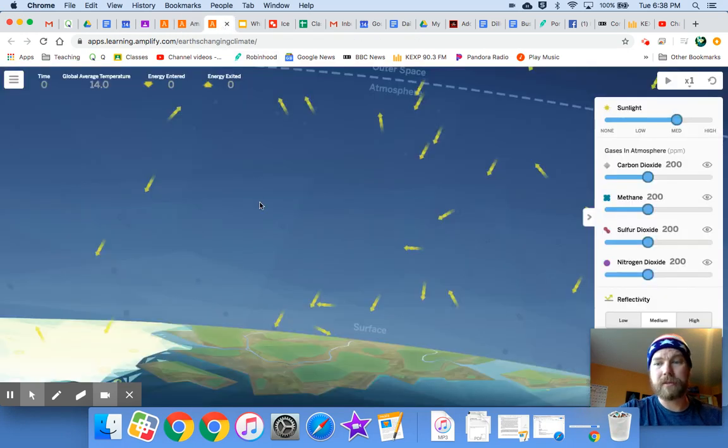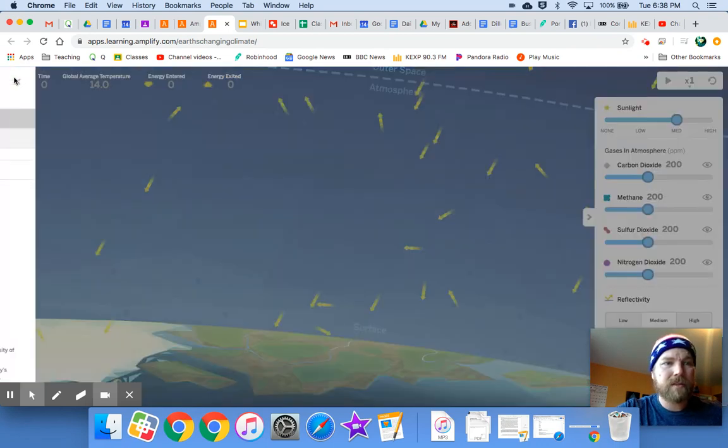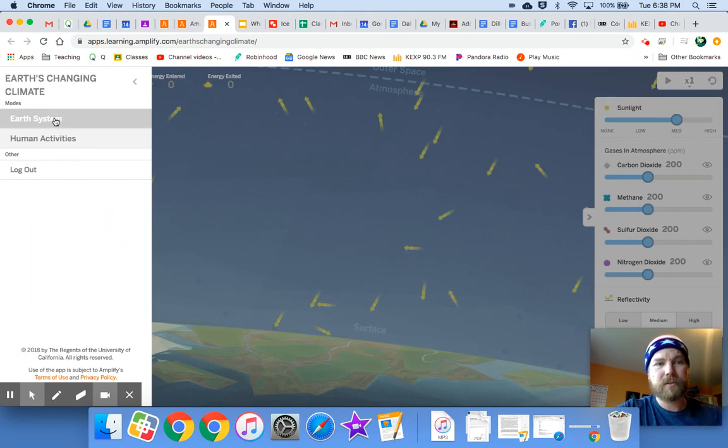Actually, here it is. Ooh, look at this. There's all sorts of little yellow arrows and these things. Oh, look, sunlight. I can change the sunlight, gases in the atmosphere. Nitrogen dioxide. I didn't even know that was a gas in the atmosphere. Crazy. So you can change all of these different things. All these sliders are reflectivity. Ooh, look, low, medium, high. Great play up here. We can make the simulation go. We can speed it up, and then we can reset it. Oh, and it says make sure you're in the Earth system mode, which we are.